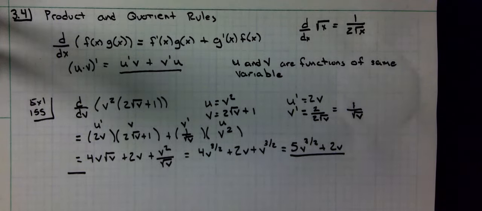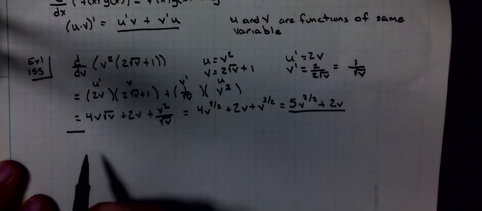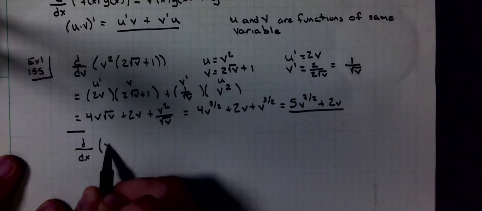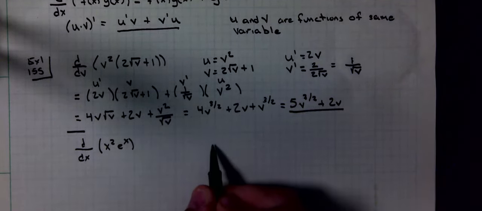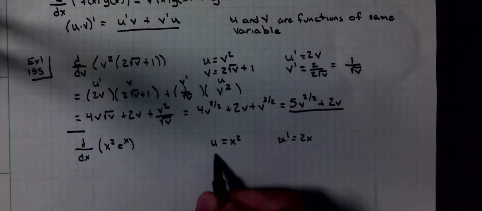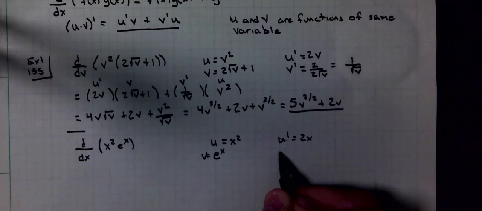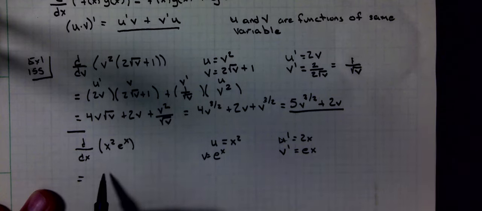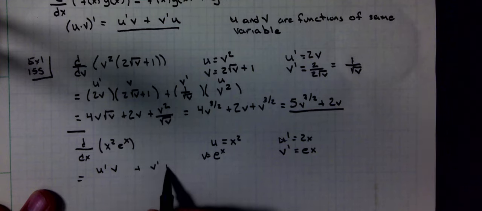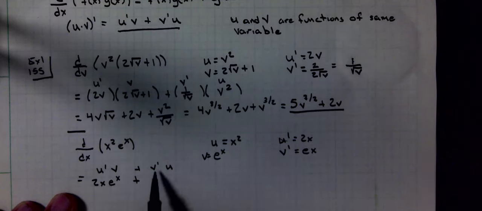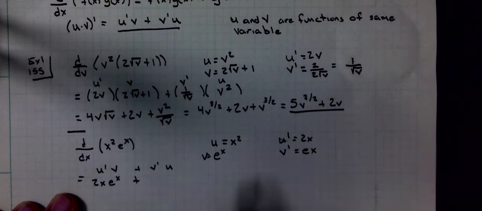The second part of that example wants us to find the derivative of x squared times e to the x. The first function is x squared, its derivative is 2x, the second function is e to the x, its derivative is e to the x. My answer is the derivative of the first, u prime, which is 2x, times e to the x, plus the derivative of v, which is e to the x, times u, which is x squared.